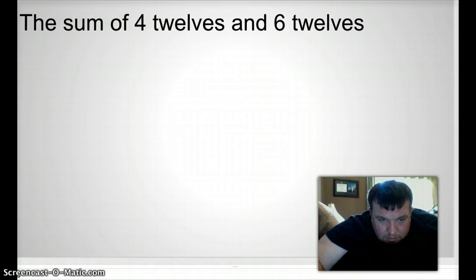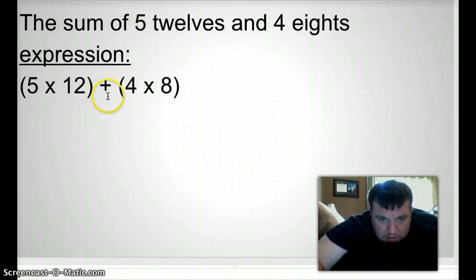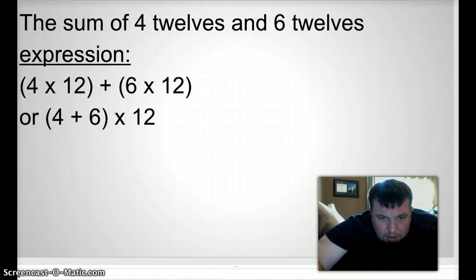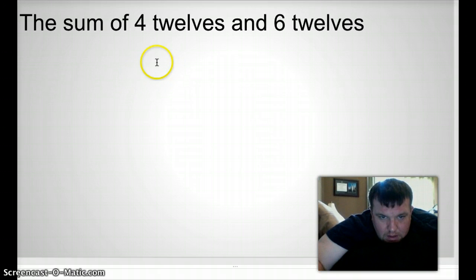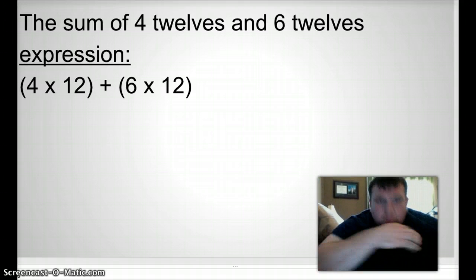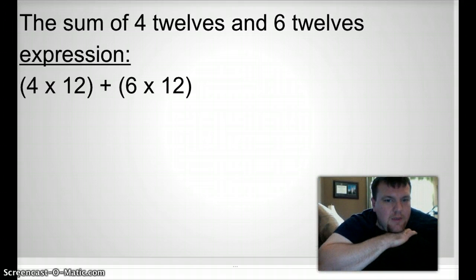You can write it, we can go back to this one, similar to this. It's similar to the first way we can write it, but since they are both 12s, we can write it two different ways. You can do it just like the one before this one, which would be 4 times 12 plus 6 times 12.